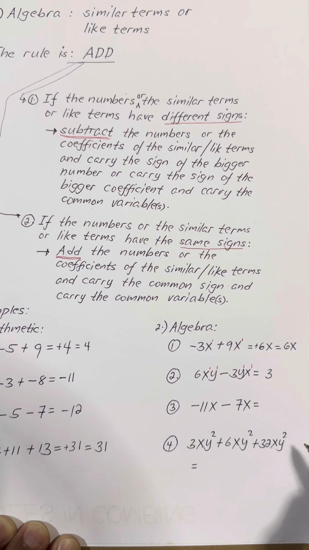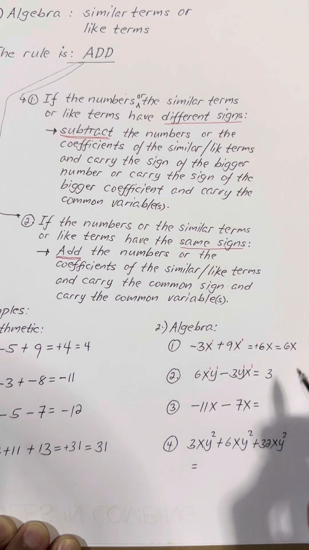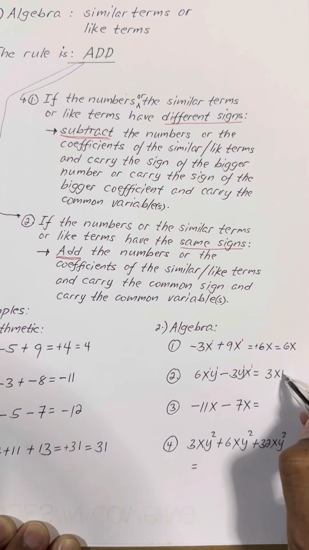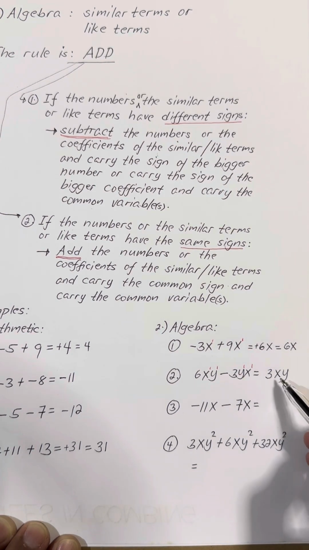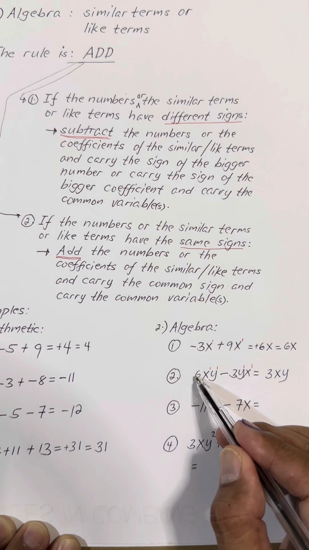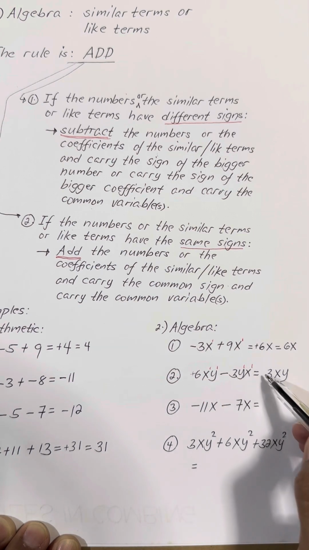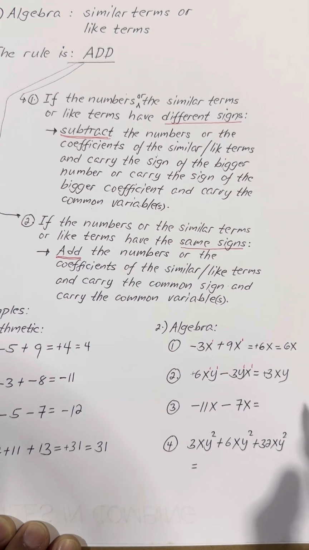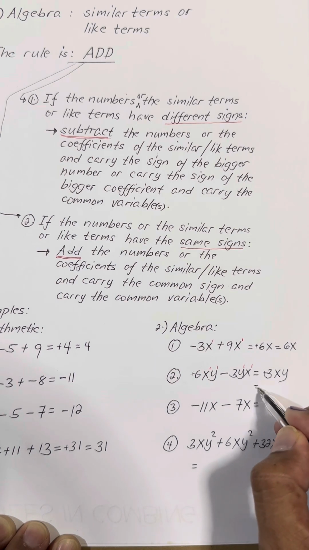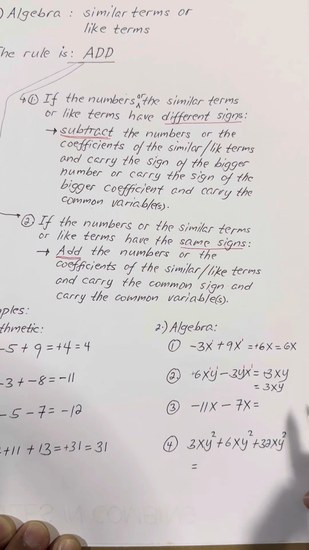And then carry the common variable or variables. In this case, the variables common to both terms are x and y. You can write xy or yx, that's the same. Then carry the sign of the bigger coefficient. You don't see the sign here; this is understood to have a positive sign. 6 is bigger than 3, so supposedly we have plus here. But as I mentioned, if the sign is positive, you don't have to write the sign. So 3xy. This is our answer.